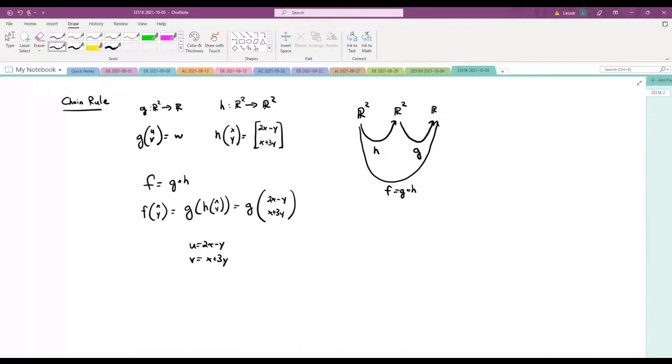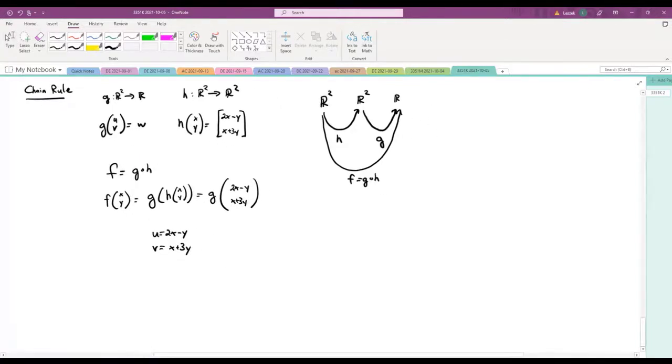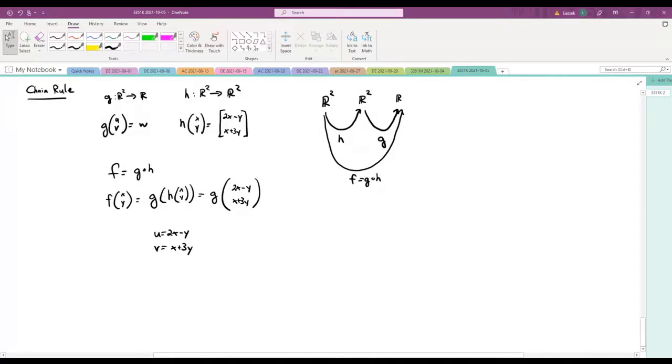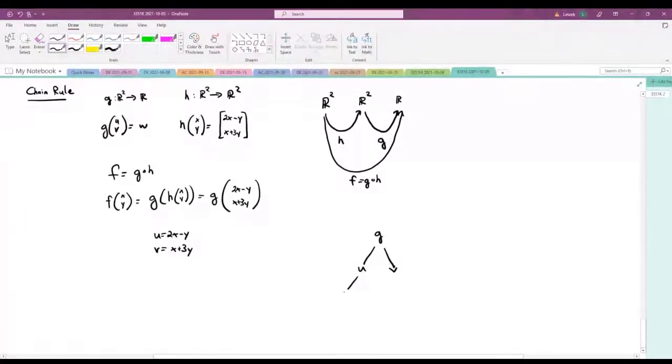So we can then reasonably ask for the derivative of function f with respect to x or y. So one way to do this is to say, well, I know that f is G composed with h, and G is a function of u and v. So you can use this kind of tree to see that G is a function of u and v, but u and v in turn are functions of x and y.